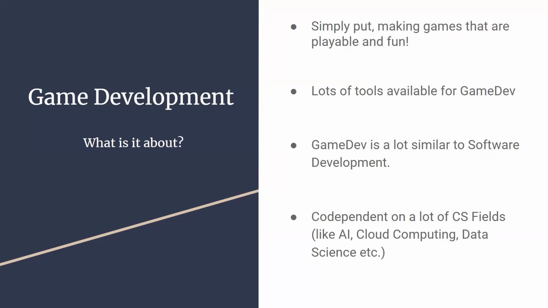And game development is a lot dependent on computer science fields, and it's a little bit of everything. For example, the AI that you use in games, and other matchmaking models that use machine learning, cloud computing, of course, for multiplayer games, and data science, of course, to store data of each and every player playing in the multiplayer game.